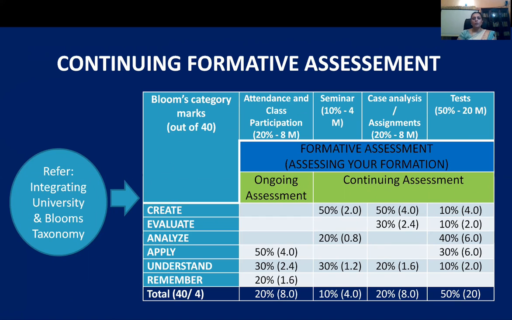Understanding and comprehension could be evaluated using seminars, giving case analysis and assignments. Application could be evaluated while conducting tests, both planned and unplanned. Analyze could be assessed while conducting tests, both planned and unplanned. Evaluate could be assessed while conducting tests, giving case analysis and assignments. Create could be evaluated while conducting tests, giving case analysis and assignments.